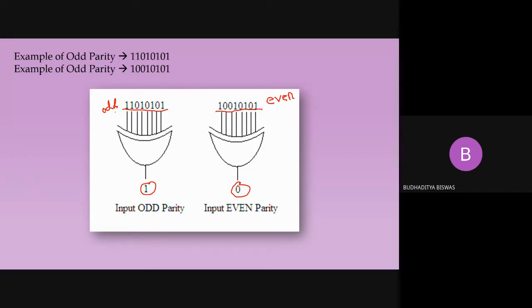to the property of the XOR gate, if an odd number of 1s is present at the input of the XOR gate, it will generate a 1, and if an even number of 1s is present at the input of the XOR gate, it will generate 0. So based on this property, we can check the parity of the received data. If the output is 1, then the received data contains odd parity. If the output is 0, then the received data contains even parity.